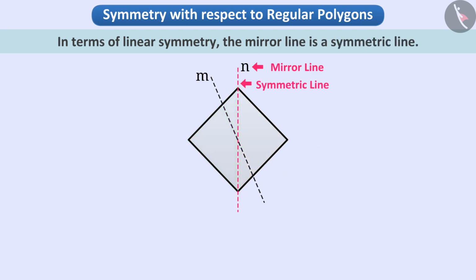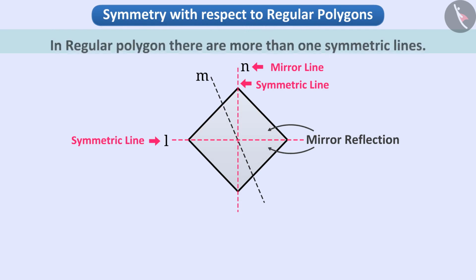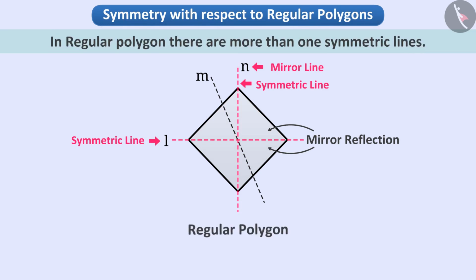But if we talk about the line M, we do not get two such parts which are mirror reflections of each other by placing mirrors along it. In this way, the line M cannot be a mirror line as well as a symmetric line. If we draw a horizontal line like this, in this figure, the line L also divides the shape into two parts that are mirror reflections of each other. This allows us to know that a shape can have more than one symmetric line. Especially when we talk about regular polygons, we can see more than one symmetric line in them.